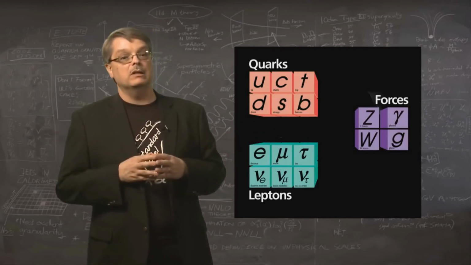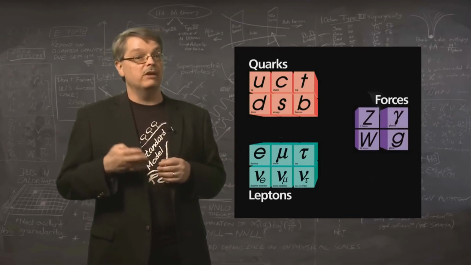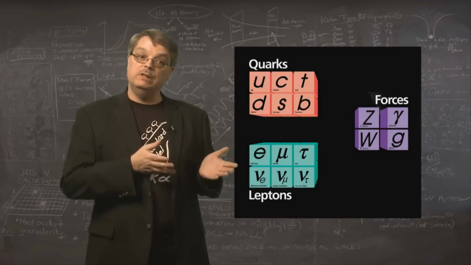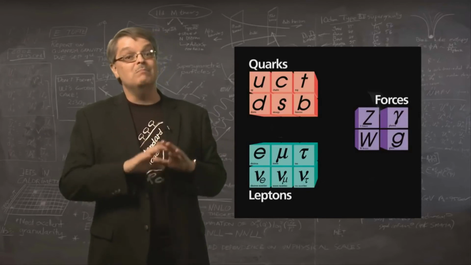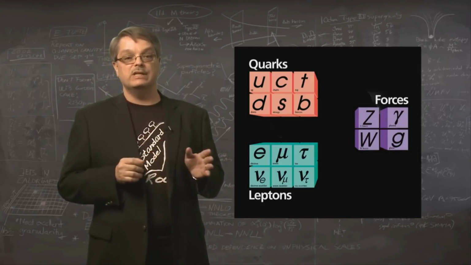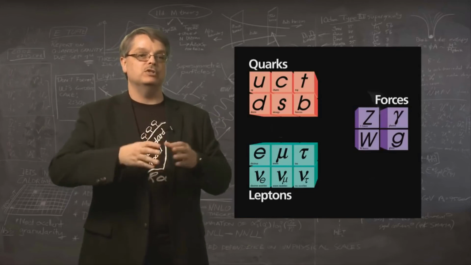So that's the Standard Model. 12 particles of matter governed by 3 forces that are caused by the exchange of 4 particles. From these building blocks, with the right recipe, we can build the universe. Experiments with particle accelerators have completed our understanding of the Standard Model with amazing precision.